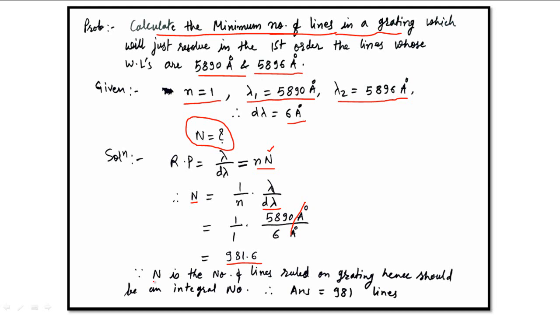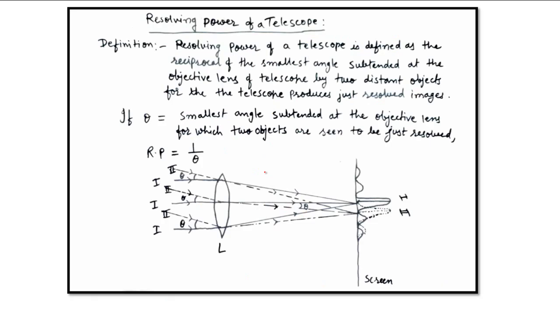But since this capital N is the number of lines which are ruled on the grating, it should be an integral number. Therefore we are not going to write the answer in fractions, but instead we are going to write the answer as 981 lines.